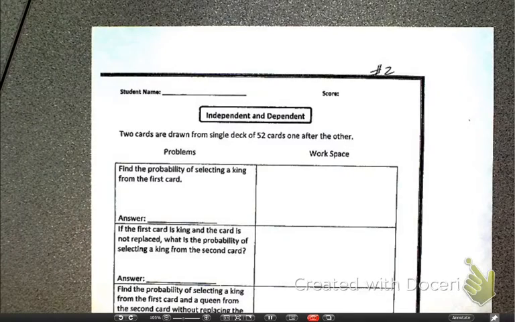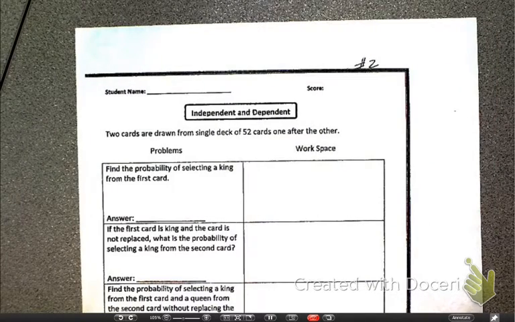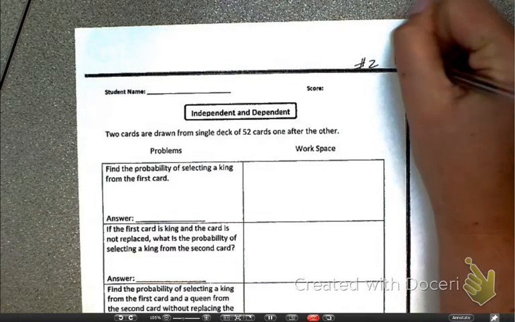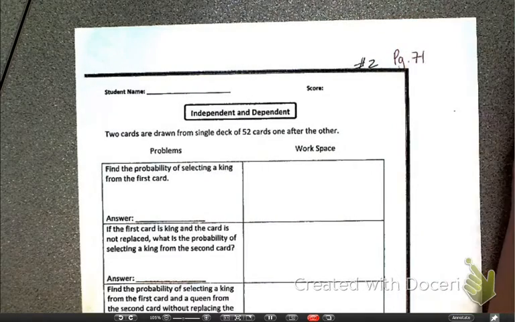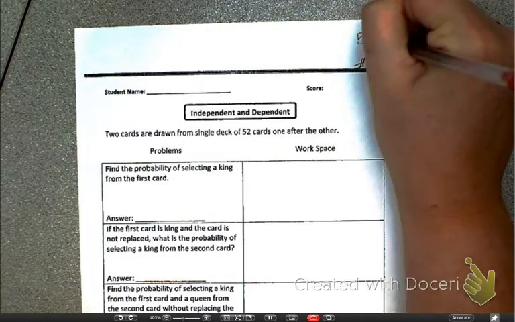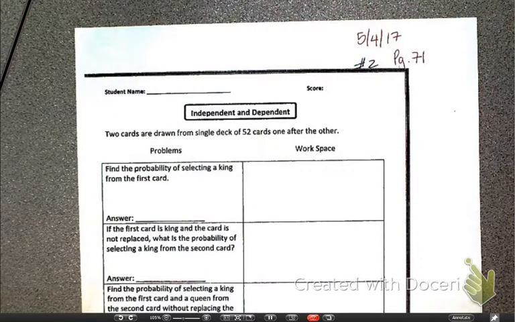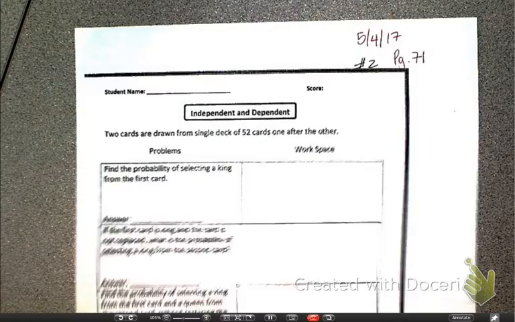So we're going to look at independent and dependent events. I believe this is page 71 of your notebook. I think we're going to go with that. It's page 71 until I tell you otherwise. Okay. And before we actually look at problems, I'm going to give you some definitions.